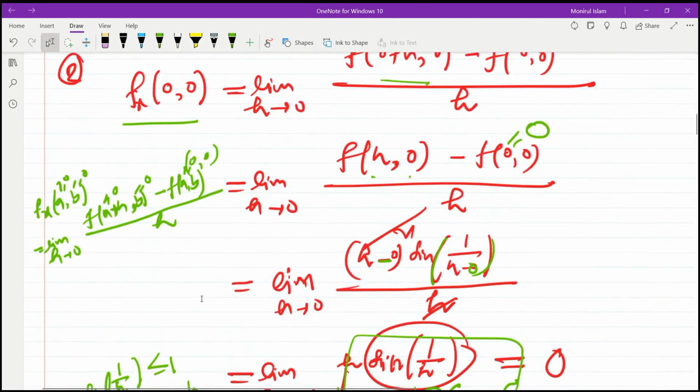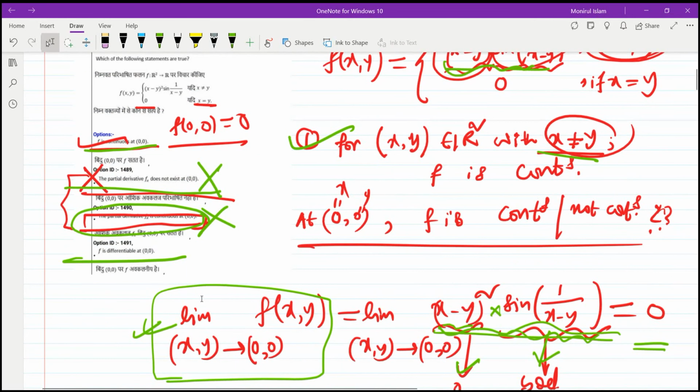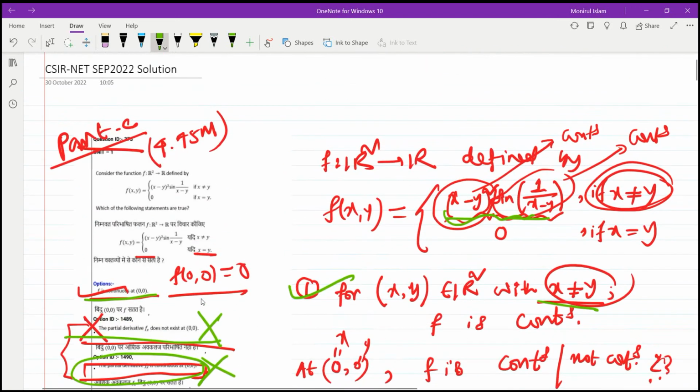So the fourth option is correct. The first two three, so the fourth is correct. So the options will be 1 and 4. In this question, the correct options will be 1 and 4.